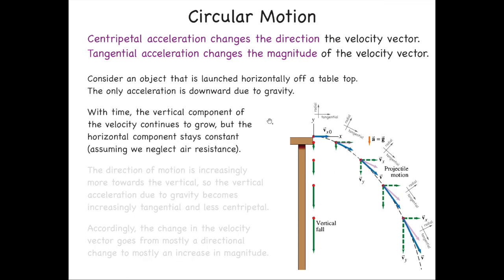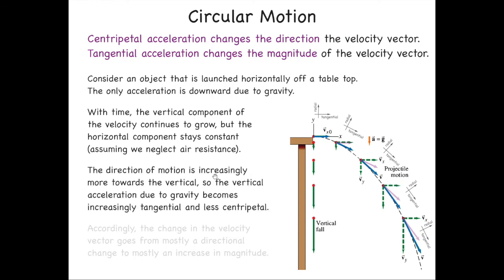But over time, that vertical component grows and grows and grows as the ball continues to drop. And assuming that we neglect air resistance, the horizontal component, because there's no acceleration in the horizontal direction, continues to be constant. So we have an increasingly large vertical component of velocity, but a horizontal component that's staying the same. So the direction is increasingly more vertical. It's moving more and more towards the vertical.